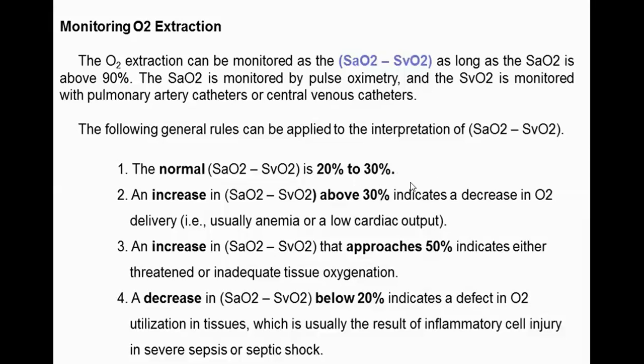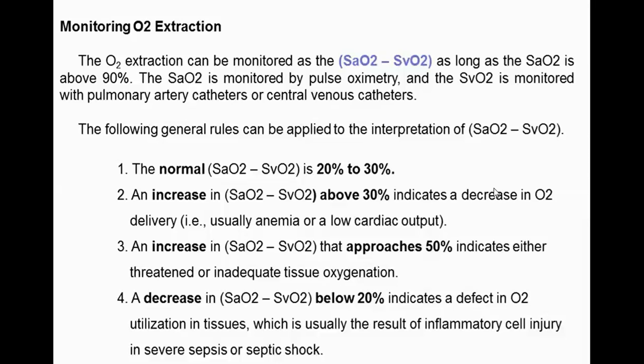Why does the delivery decrease so the extraction increases? From the formula: 1.34 is a constant, so it will not decrease. If hemoglobin decreases, it is anemia. If cardiac output decreases, it is shock. If saturation decreases, it is hypoxemia. Is it clear?